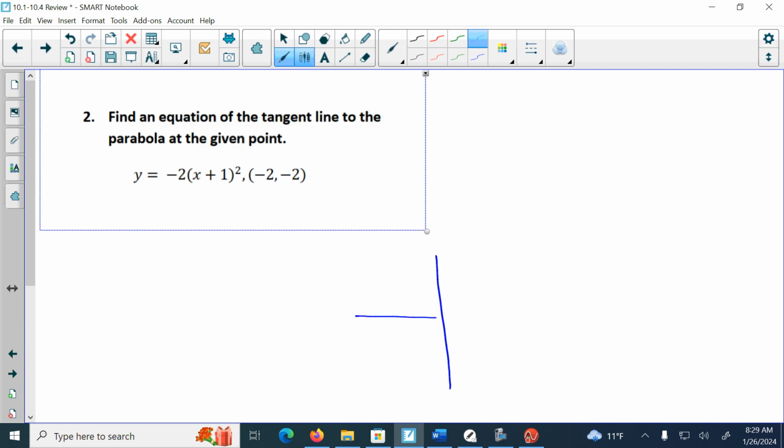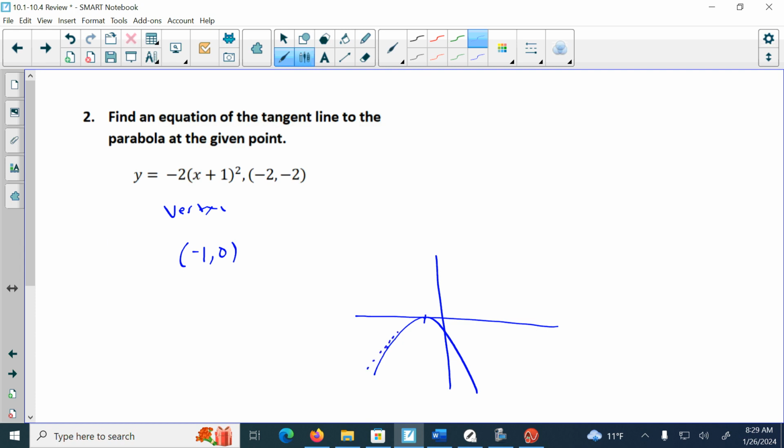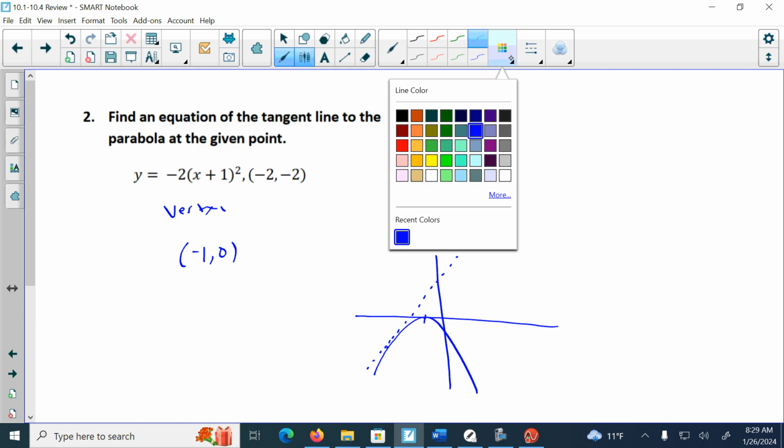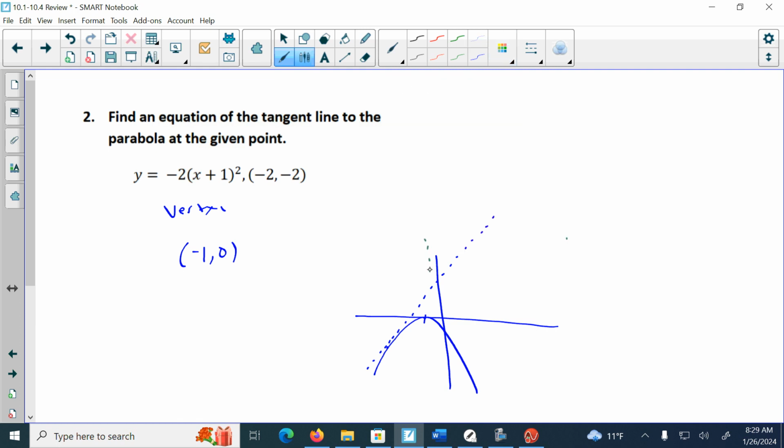The coefficient's negative. Everyone should understand that the vertex is -1, 0, and that means we're a lot better at that now that we've done parabolas. So when it opens down, it's going to go something like this. And then at -2, -2, I have this point, and I have the tangent line. And I'm trying to write the equation of the tangent line.